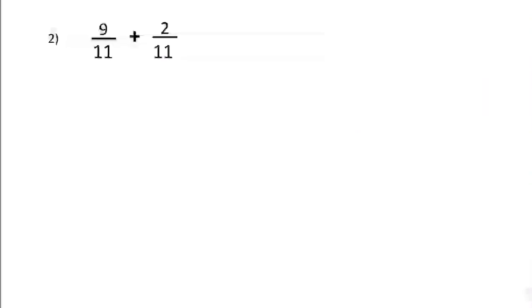Okay, next, 9 by 11 plus 2 by 11. Add the numerators only, 9 and 2. That is 9 plus 2 is 11, over the same denominator 11. 11 by 11 is 1. That we know. If the numerator and denominator are the same, then the result should be 1.